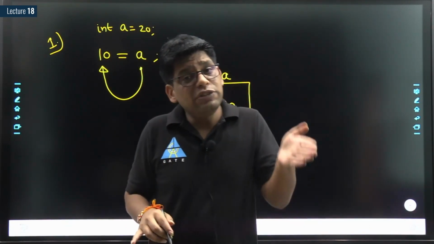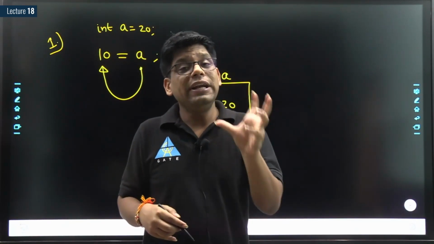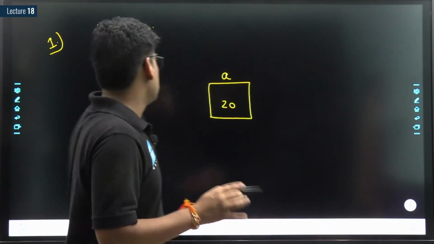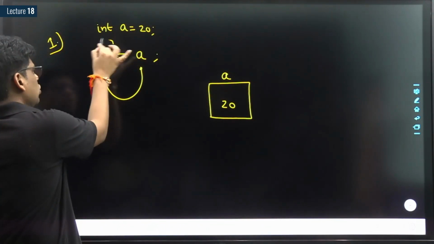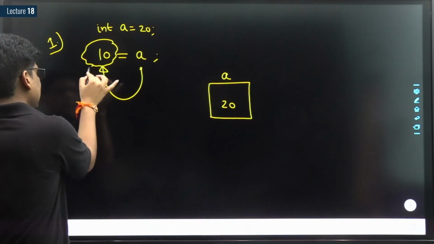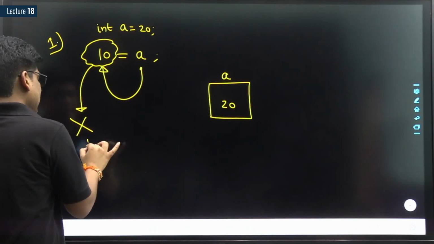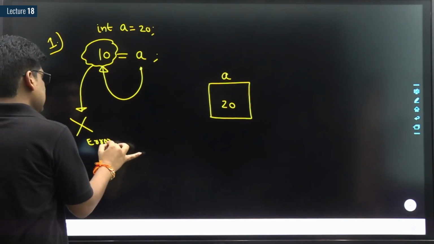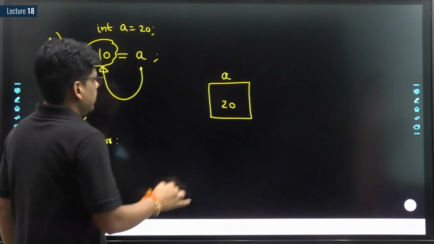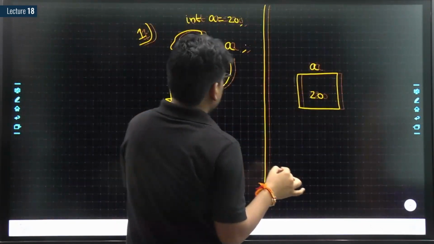For the storage of values, what do we need? A container. We need a memory location. We need a variable. So can a constant be present as LHS? No, sir. Can a constant be present as LHS? No. There is an error. Okay, sir. Try to understand.